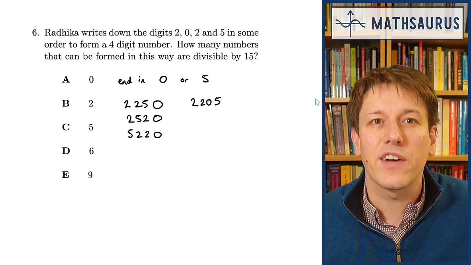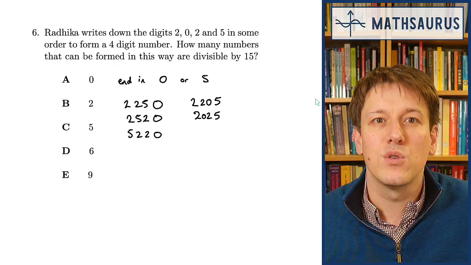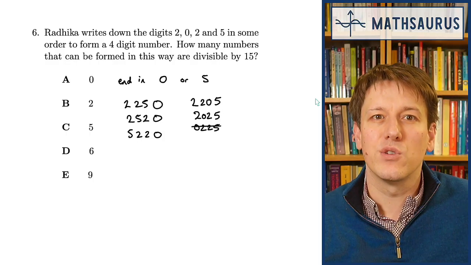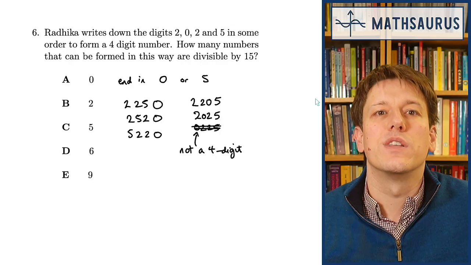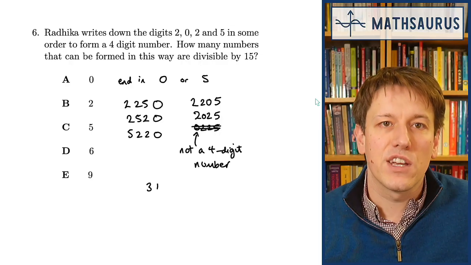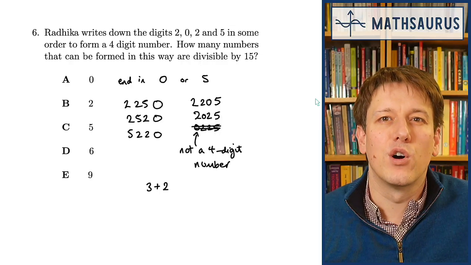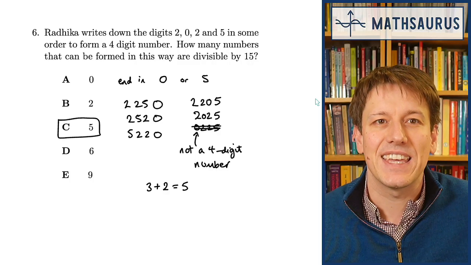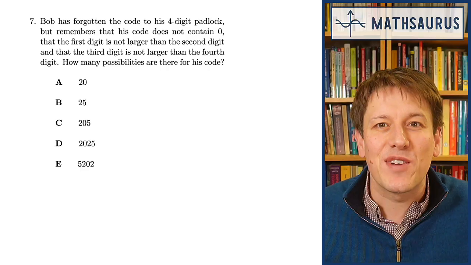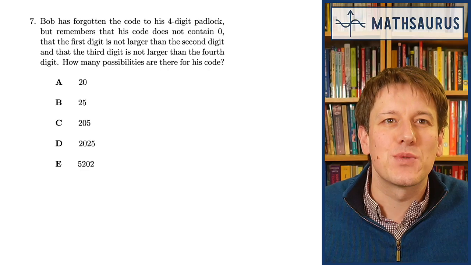If it ends in a 5, I can do 2205, I can do 2025, but 0225 I can't do, because that one would not be a 4-digit number because it starts with a 0. So the total number of options here that are multiples of 15 is 3 plus 2, which is 5, and the answer here is C. This is a tough question. I'll be impressed if you can get this one right.